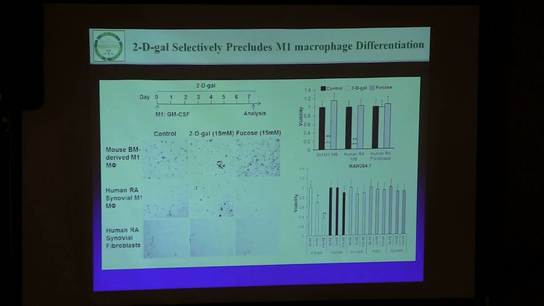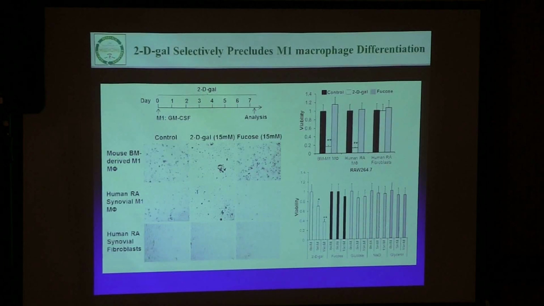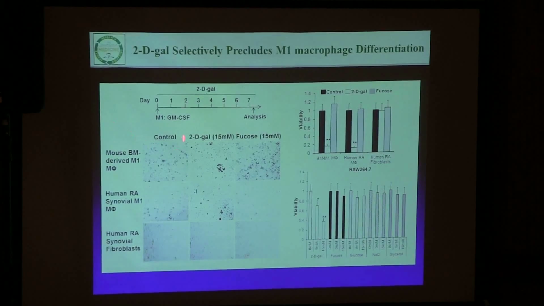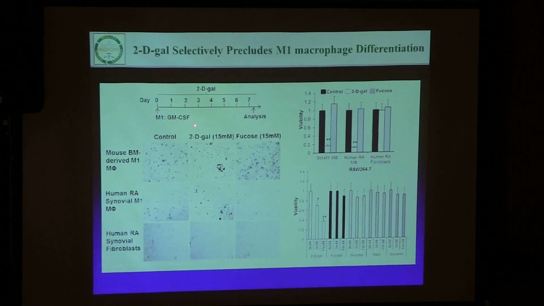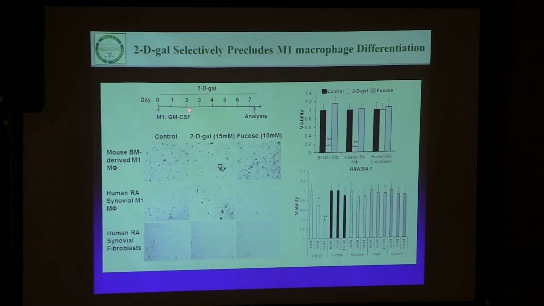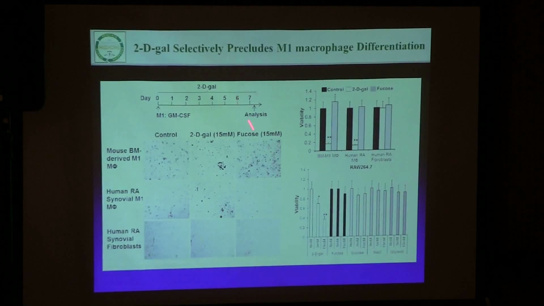Then we tried to figure out the molecular mechanism, how fucosylation inhibitor changes the polarization or development of macrophage. We used the bone marrow-derived macrophage from DBA mice. We polarized the bone marrow cells towards the M1 direction by using GM-CSF, and co-cultured the cells with 2D-GAL from day 0 to day 7. And here we look at the cells. And very interesting, high doses of 2D-GAL completely block the differentiation and kill the cells.